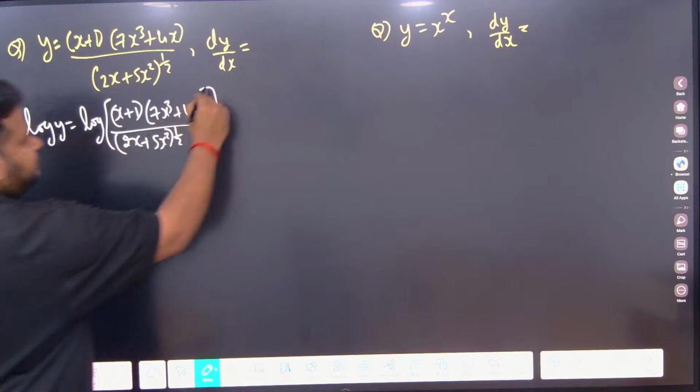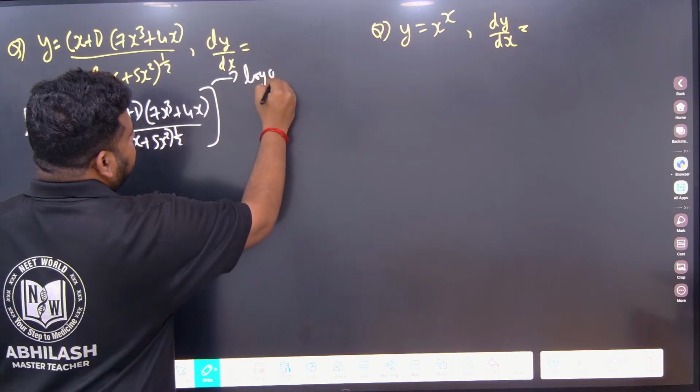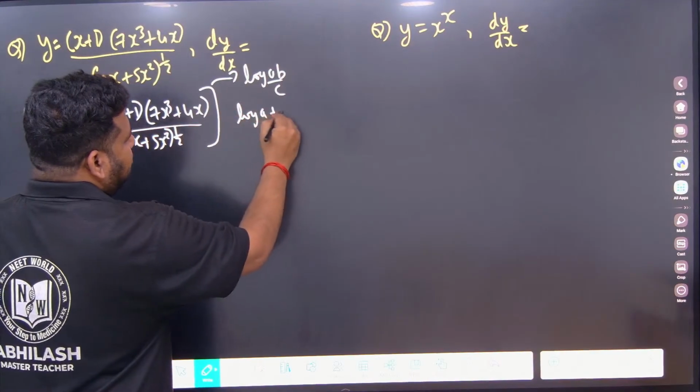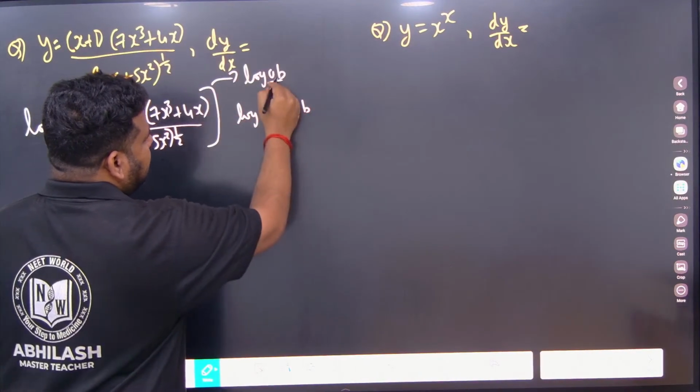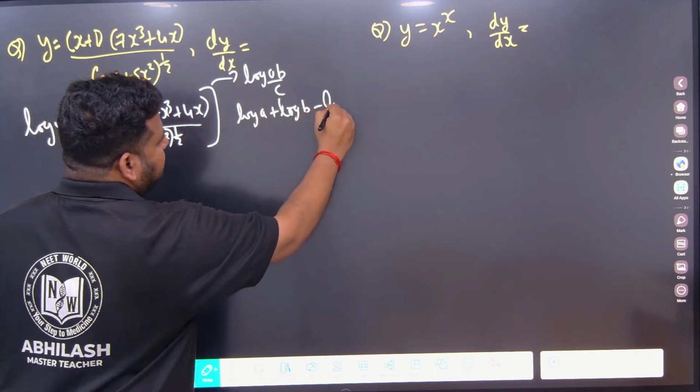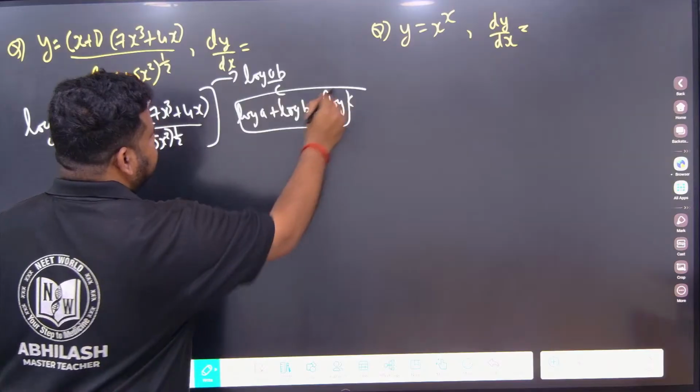So see here, this is of the form log of ab by c. Log of ab is log a plus log b. Log of a by b is, that is, ab by c is minus log c. This is what we are having. I am putting that here.